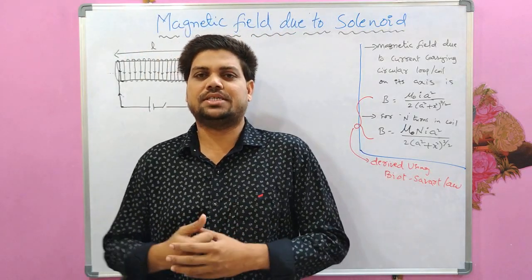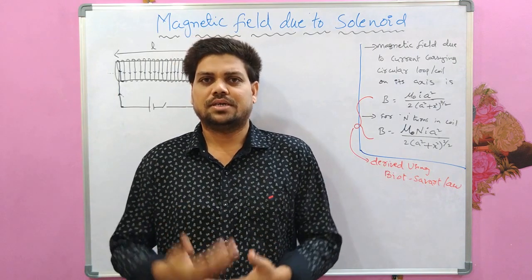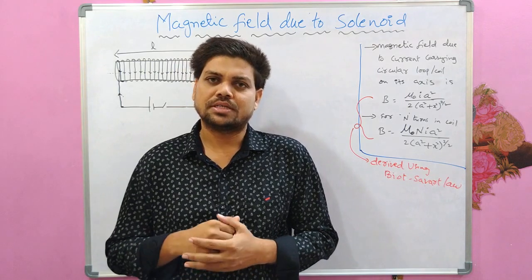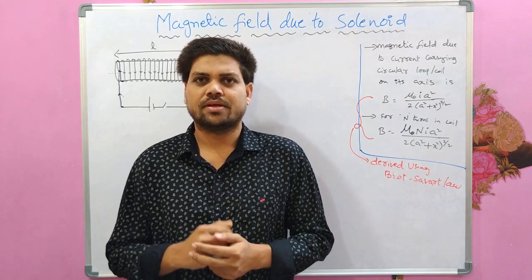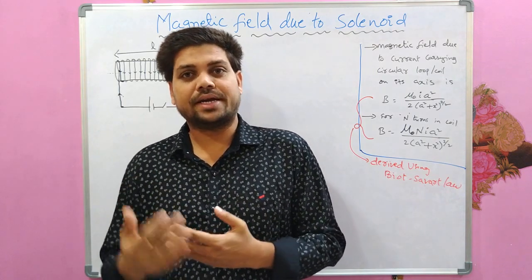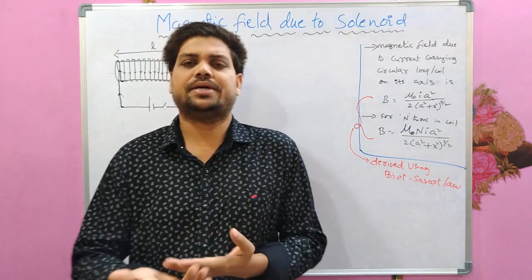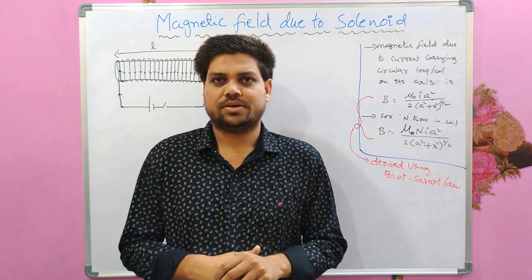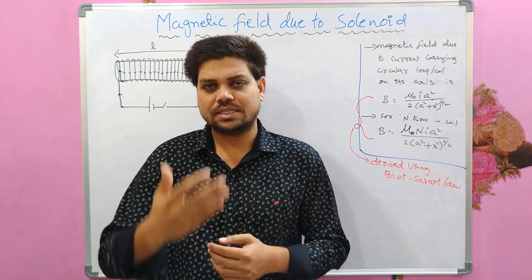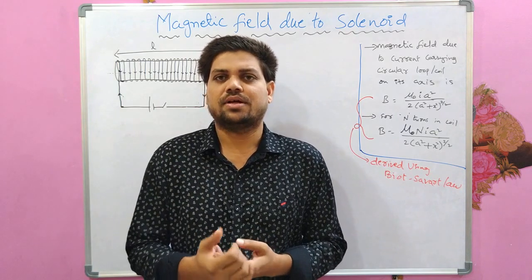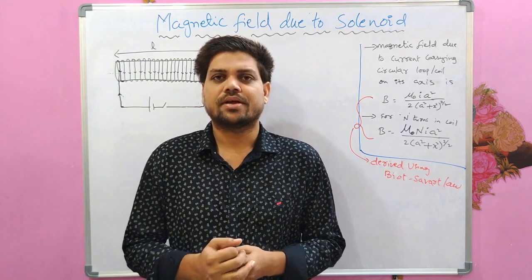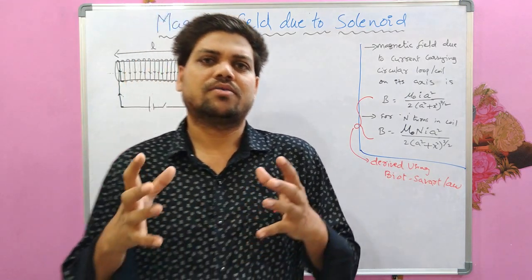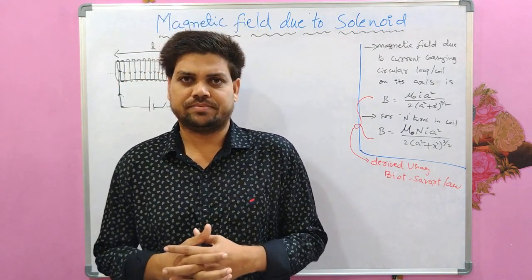In this present video lecture, I would like to discuss the magnetic field produced due to a solenoid. So I would like to find out the magnetic field produced by it on the axis of it. Okay, so before we find out what its magnetic field on the axis of the solenoid is, let us try to know what a solenoid is first.